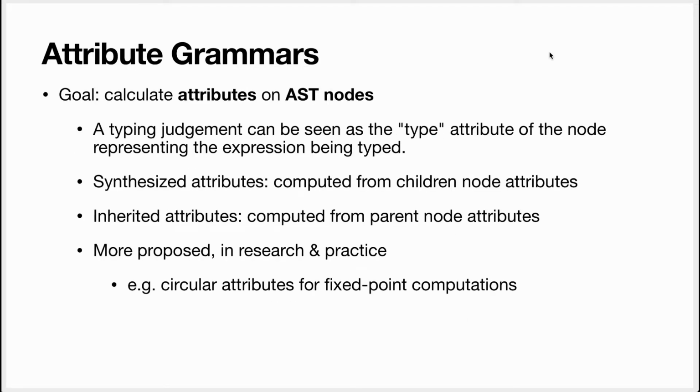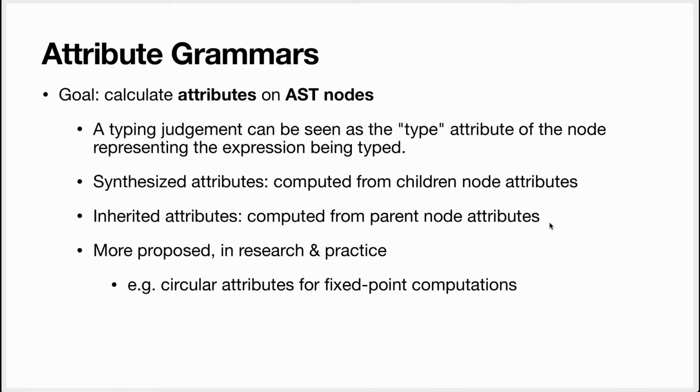So I said I'd say something about attribute grammars because they're very similar in spirit to Uranium, and they're a much more established concept. So the goal of attribute grammars is to calculate attributes on AST nodes. So for instance, a typing judgment from our type system could be seen as the type attribute of a node that represents an expression. There are two main kinds of attributes. Synthesized attributes is when you compute an attribute using the value of attributes of the node's children. Okay, so you go from the bottom of the tree towards the top of the tree.